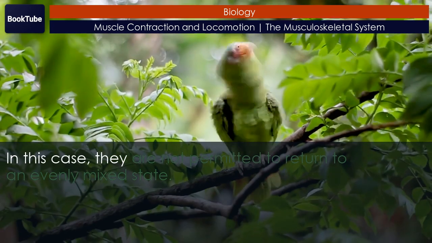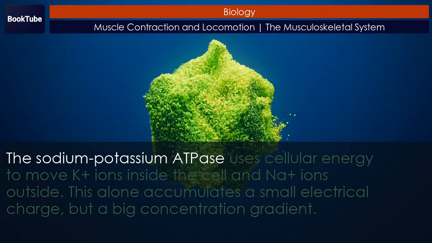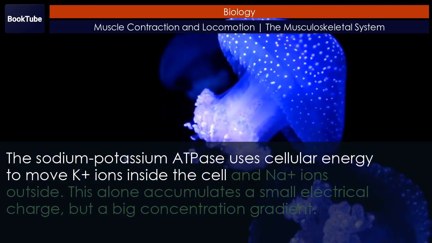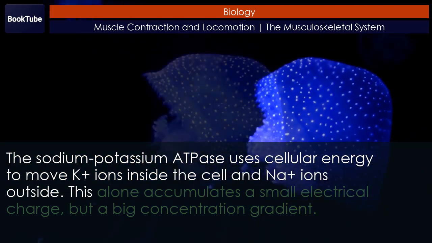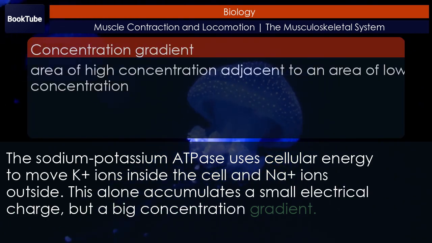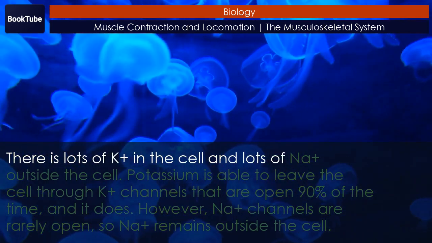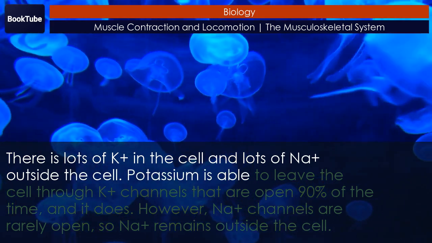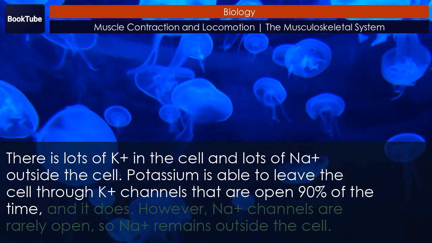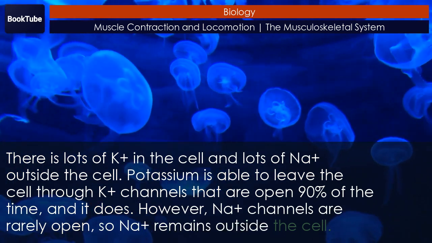In this case, they are not permitted to return to an evenly mixed state. The sodium-potassium ATPase uses cellular energy to move K+ ions inside the cell and Na+ ions outside. This alone accumulates a small electrical charge, but a big concentration gradient. There is lots of K+ in the cell and lots of Na+ outside the cell. Potassium is able to leave the cell through K+ channels that are open 90% of the time. And it does. However, Na+ channels are rarely open, so Na+ remains outside the cell.